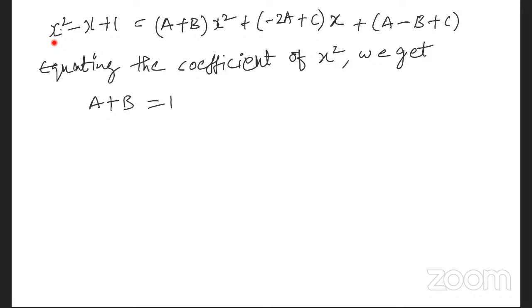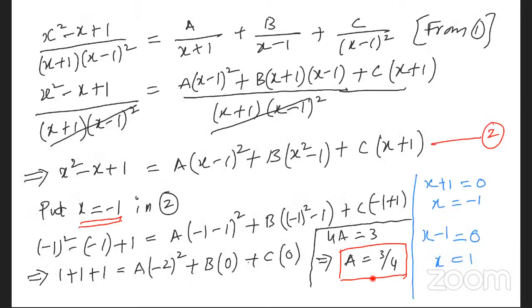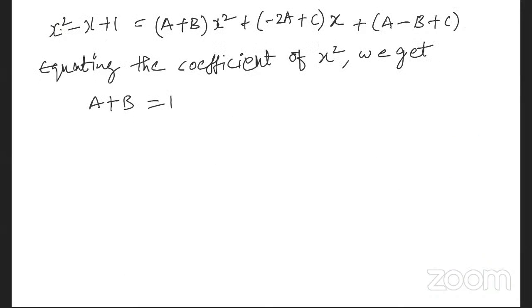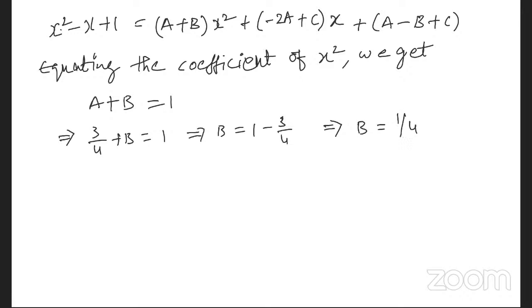We'll try to simplify this. What is the value of a? We got a is equal to 3 by 4. So we'll substitute that. This implies 3 by 4 plus b is equal to 1. This implies b is equal to 1 minus 3 by 4. So what is the value of b? 4 minus 3 is 1, so it will be 1 by 4. We got the value of b.